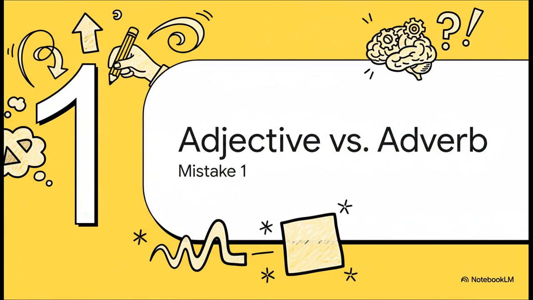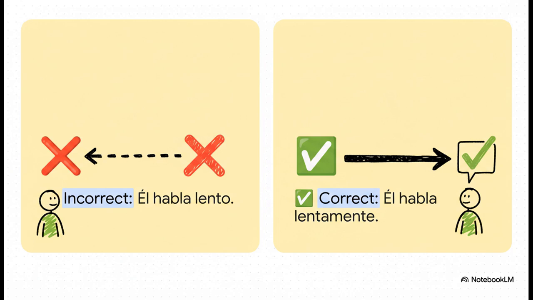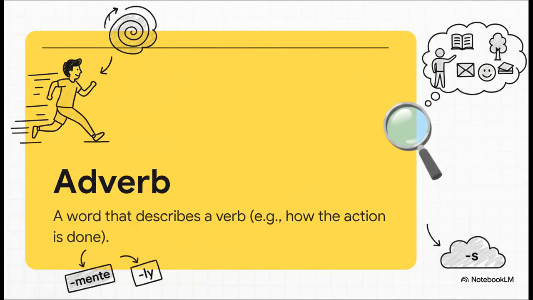This is probably one of the most frequent little errors, and it all boils down to just understanding what job a word is doing in your sentence. So you gotta ask yourself, what are you actually describing here? Are you describing él, him, the person? Or are you describing habla, how he speaks? Since you're describing the action, the verb, you need an adverb. And that gets us to the core rule.